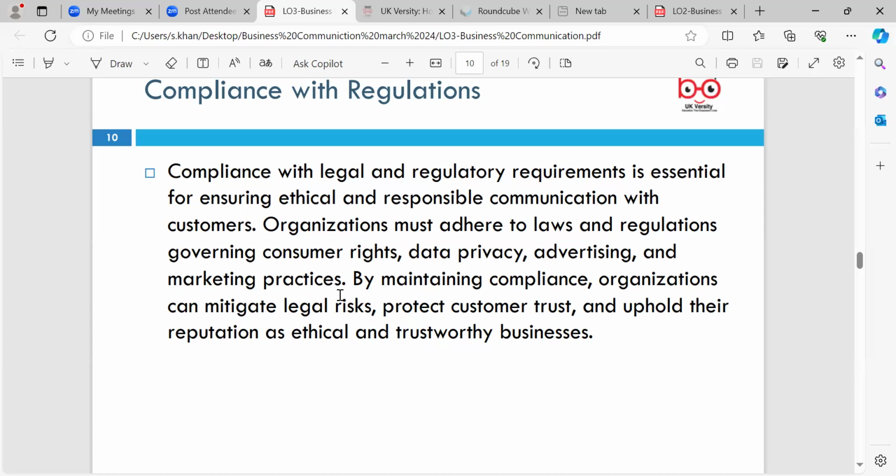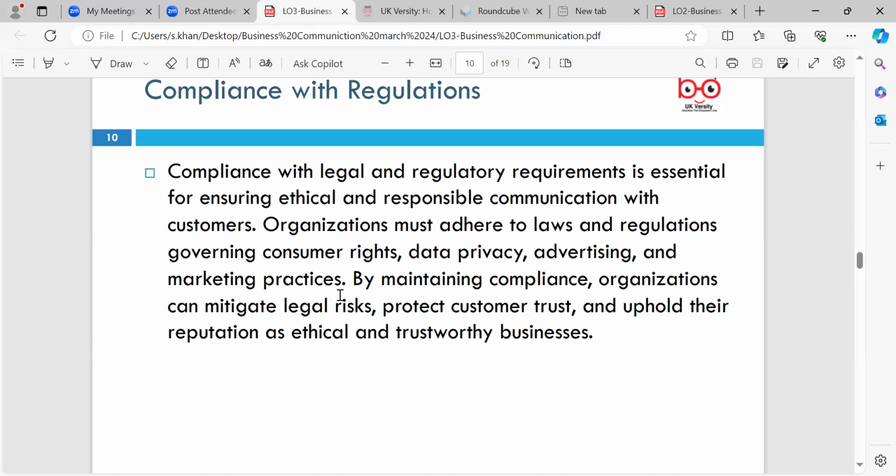Compliance with legal and regulatory requirements is essential for ensuring ethical and responsible communication with customers. Organisations must adhere to laws and regulations governing consumer rights, so the Sale of Goods Act, data privacy, GDPR, the Data Protection Act, and advertising and marketing practices. By maintaining compliance, organisations can mitigate legal risks, protect customer trust, and uphold their reputations as ethical and trustworthy businesses.